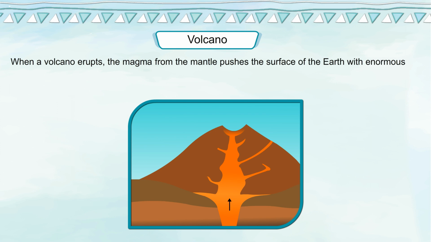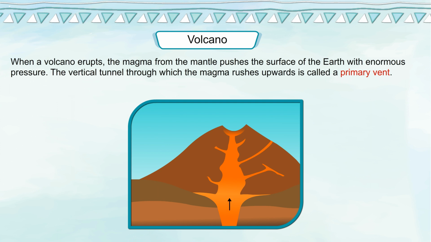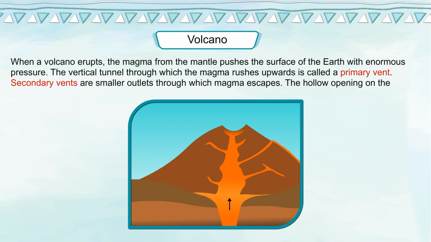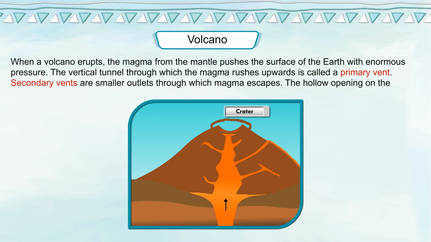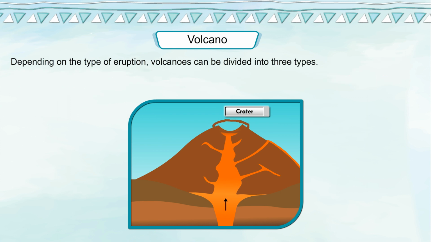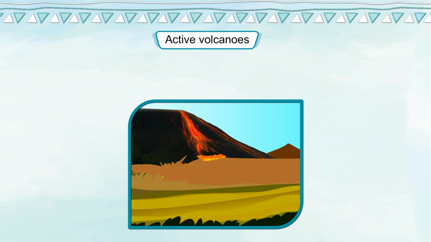When a volcano erupts, the magma from the mantle pushes the surface of the earth with enormous pressure. The vertical tunnel through which the magma rushes upwards is called a primary vent. Secondary vents are smaller outlets through which magma escapes. The hollow opening on the surface of the earth is called the crater. Depending on the type of eruption, volcanoes can be divided into three types.